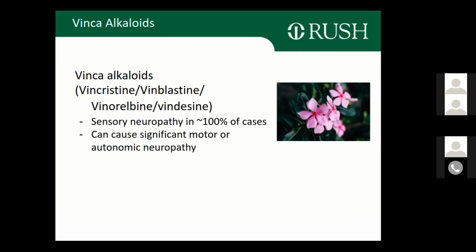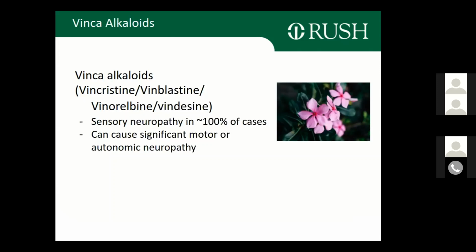And vincristine is the biggest troublemaker out of the four. Sensory neuropathy occurs in almost 100% of the cases, it just depends on the degree of severity. The unique part about it is that it can also cause significant motor neuropathy. So patients can develop almost like a wrist drop or foot drop, where those specific muscles get very weak. And they can also get autonomic neuropathy. So constipation is very, very common with this drug.